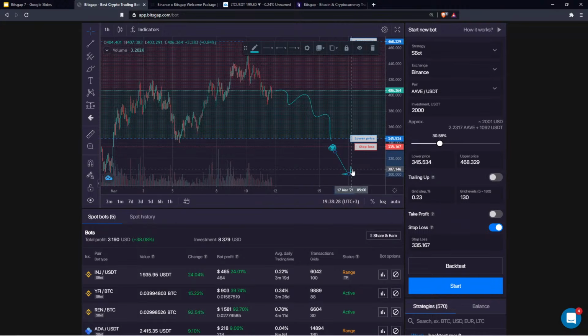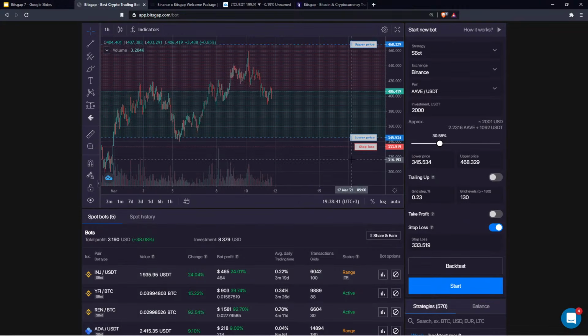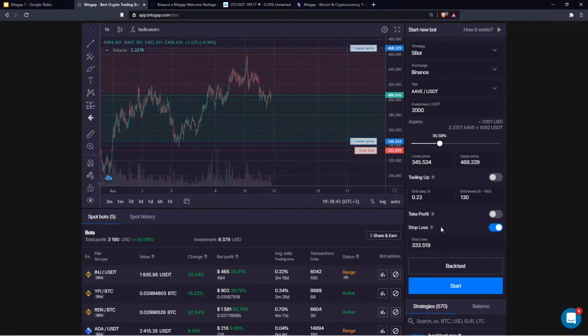So you can actually set the stop loss manually, like over here, for example, or you can drag the line. Okay, so that's what it is. I mean, what it takes to have the basic risk management tool.